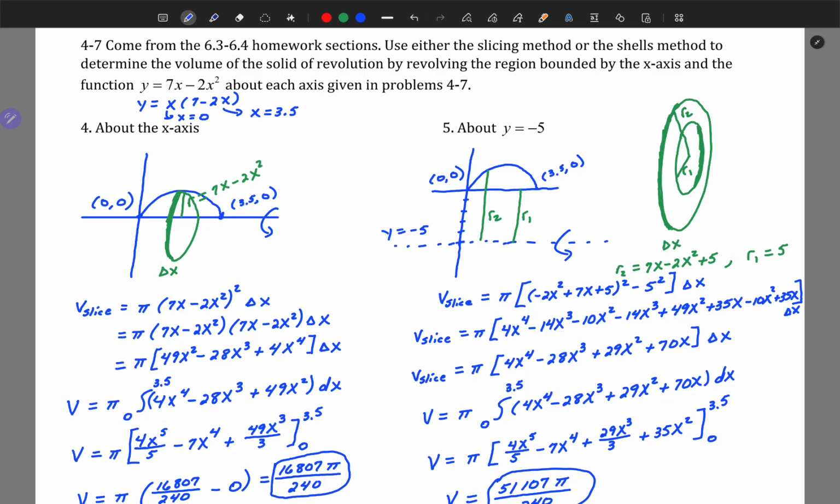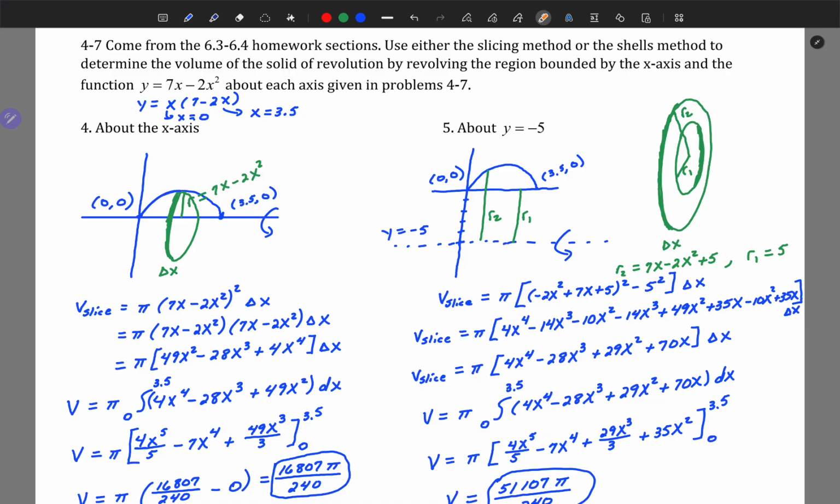In this case, 7x minus 2x squared factored to be x times (7 minus 2x). If you set x equal to 0, you get x equals 0. 7 minus 2x set equal to 0 gives you 2x is equal to 7, and x equals 3.5. So I knew that this was a parabola pointing downward with x-intercepts here at 0 and at 3.5. Then I also knew that I was revolving the region about the x-axis.